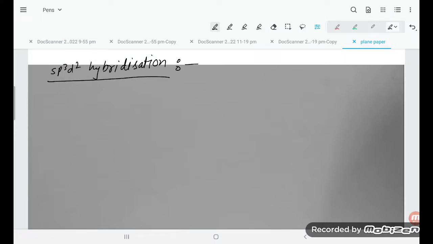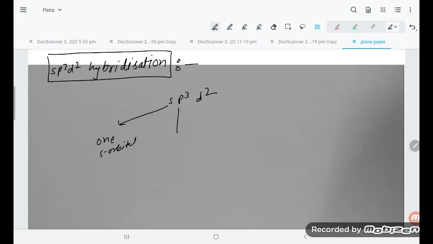Hi students, let's now understand sp3d2 hybridization. How can you understand it? In sp3d2, what is there? That is one s orbital, and p3 means three p orbitals. And how many d orbitals are there? You can find that there are 2 d orbitals.